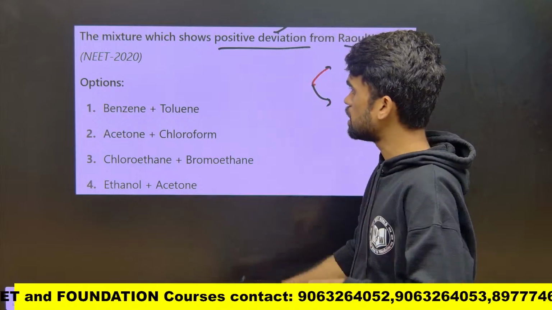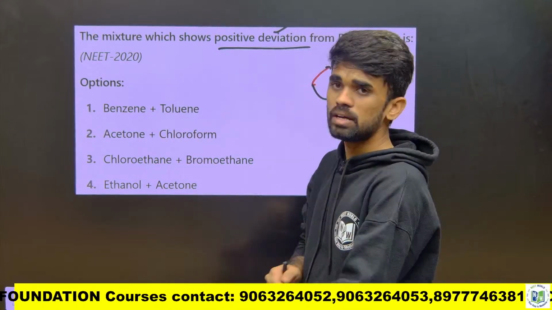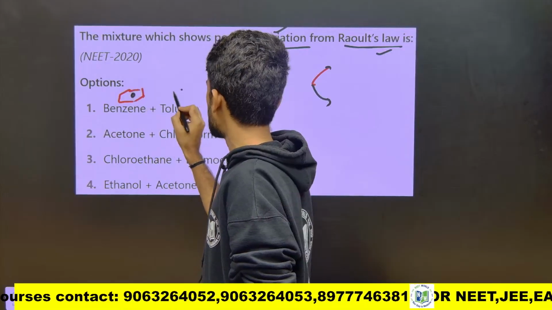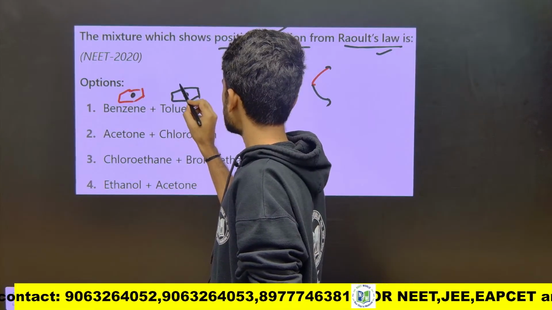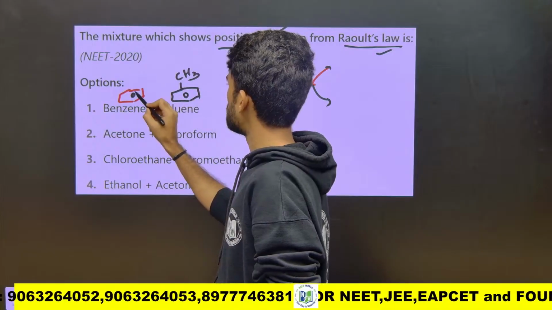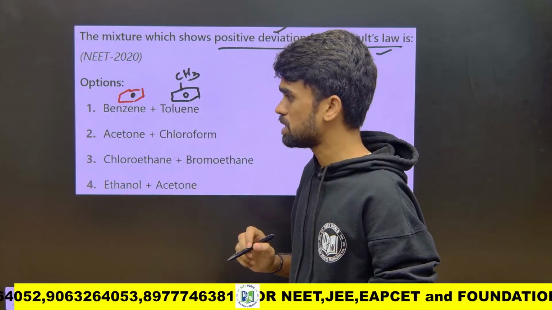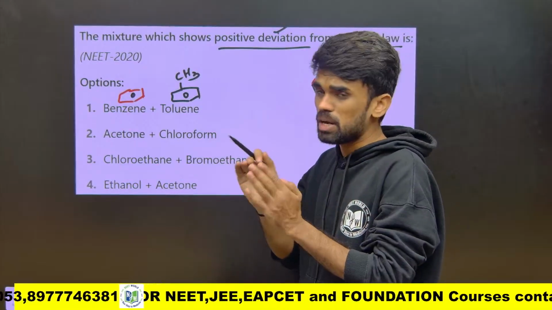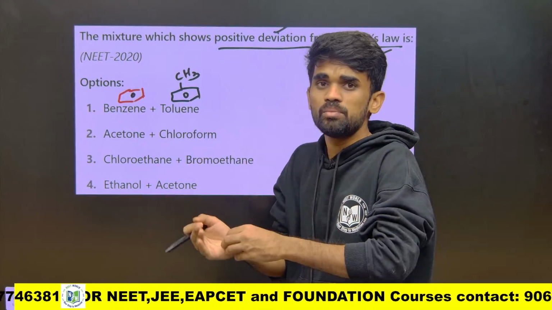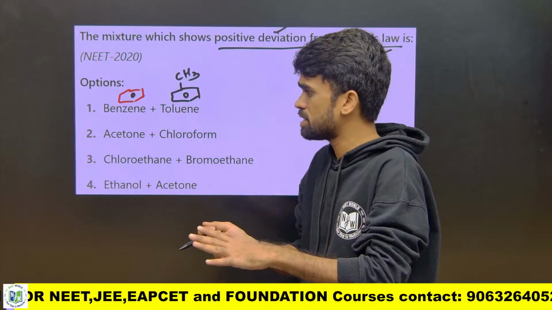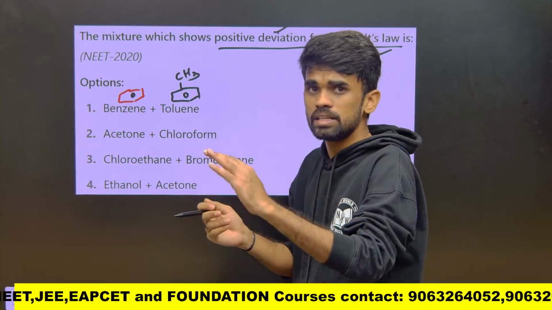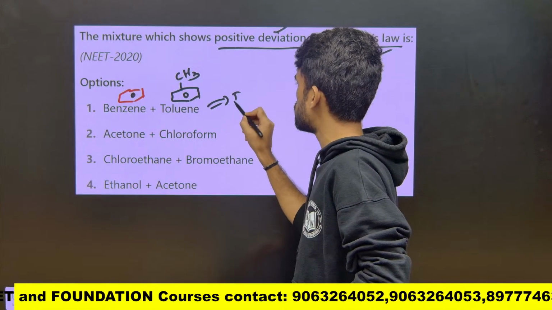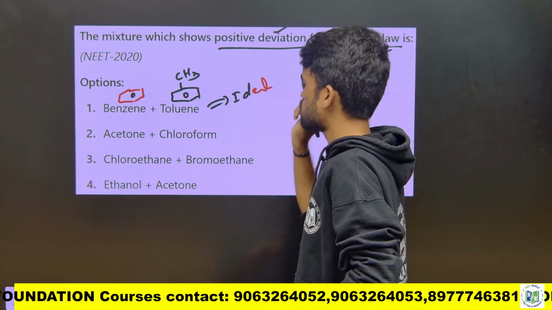See here we have benzene and toluene. Let's write the structure of these compounds here. It will be like this. Both benzene and its derivative, methyl benzene, are of the same kind. So they will have almost the same intermolecular forces before mixing and after mixing, in their individual states and in their combined form. Therefore, what kind of solution will this form? They will form ideal solutions.